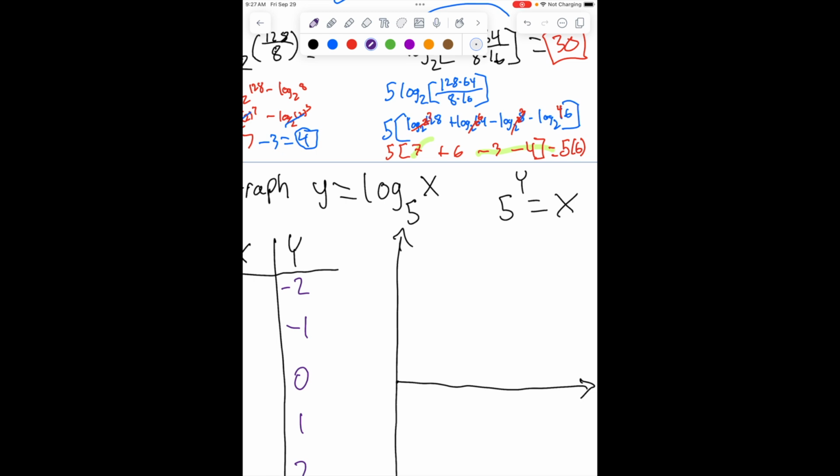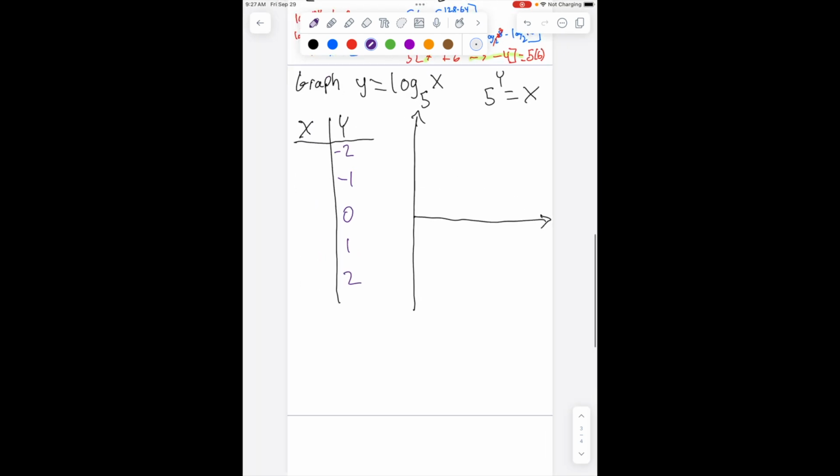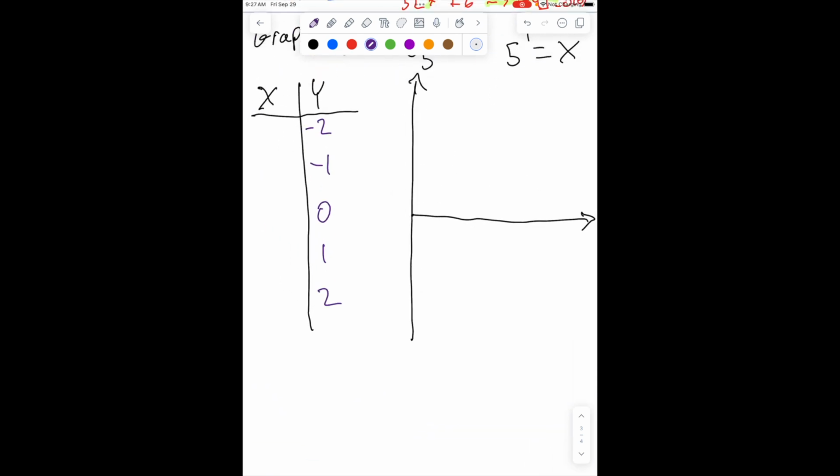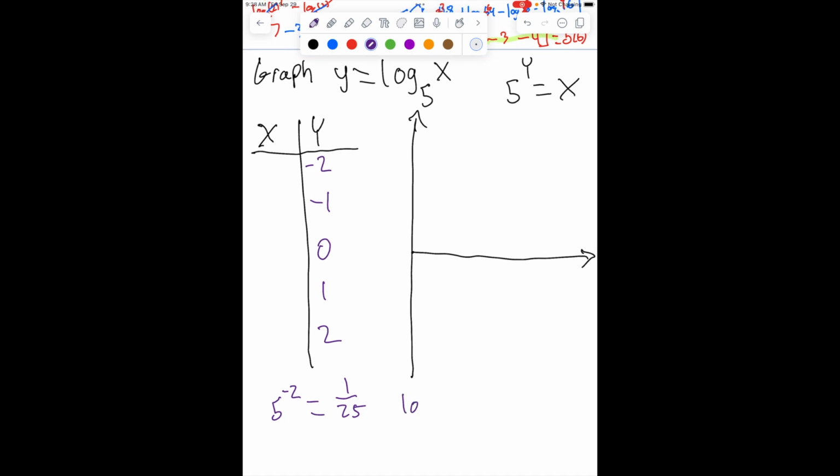And so if I were to plug in a negative 2, where should I do the work right here? If I plug in 5 to the negative 2 power, what would that equal? Well, because of my exponent rules, it's 5 squared, 25, but because it's negative, it's getting smaller. So that would be like saying 1/25. And as a logarithm, I would say log base 5 of 1/25 equals negative 2. All right, so I'm going to plug in 1/25 here.